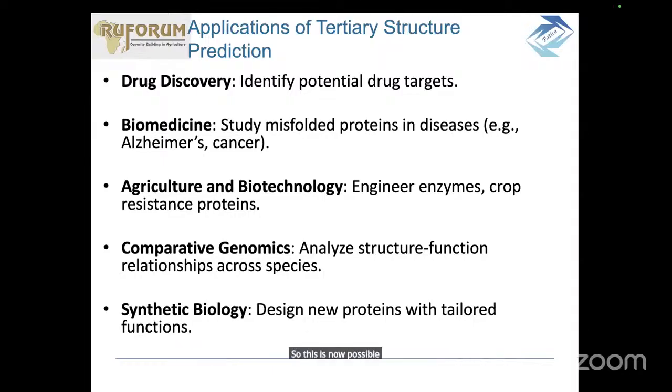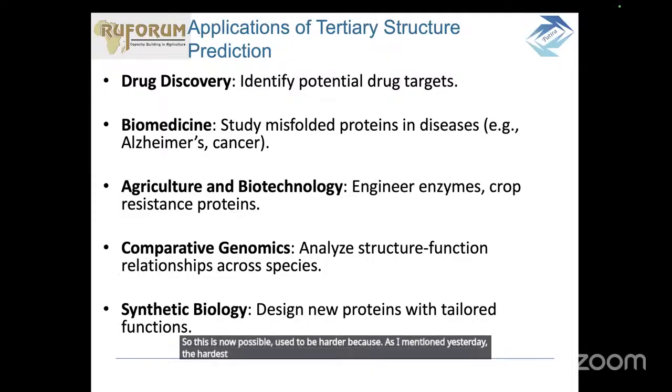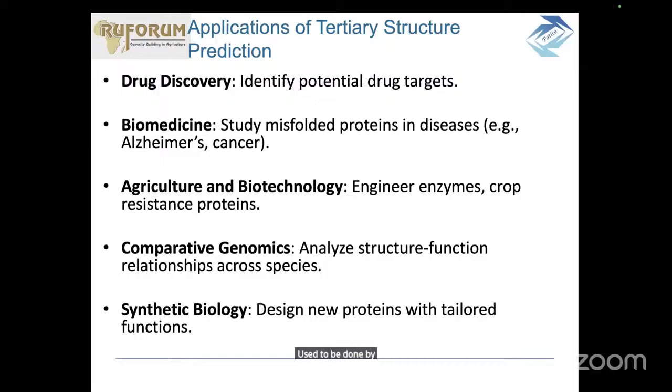It used to be harder because, as I mentioned yesterday, the hardest part of bioinformatics was predicting protein structure. It used to be done by experiment. But 2 or 3 years ago, Google came up with an algorithm for which they even got a Nobel Prize. That now does a very, very good job in predicting protein structure. So now you can predict protein structures for all the proteins in a species, and then you compare them. And then last but not least is synthetic biology.